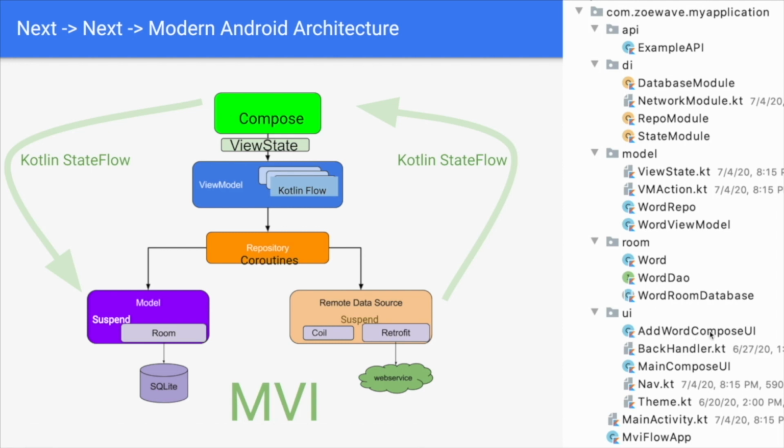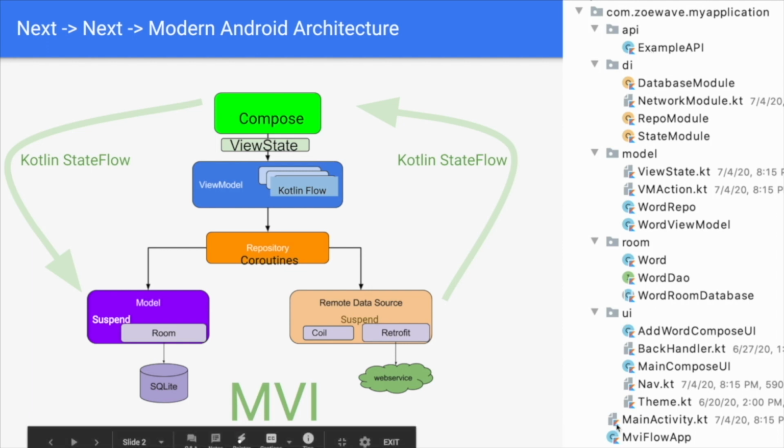We're using an MVI architecture, so under model, you're going to see MVI actions. That's how the composable sends messages to the view model. And then the channel is actually in the view state. We're using Kotlin Flow instead of LiveData, and that's coming out of the Room database. And we're using coroutines for all of our threading. And we're making a Retrofit call out from the remote source, and the API is under the example API here.